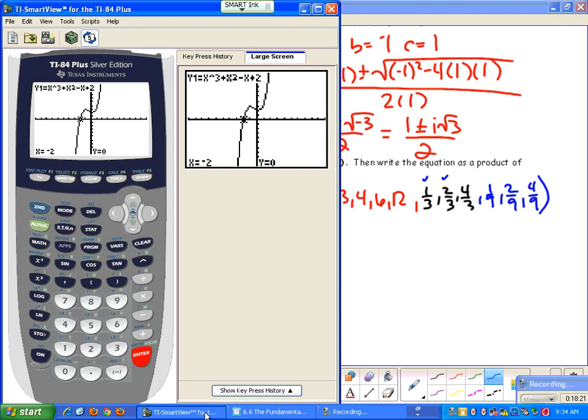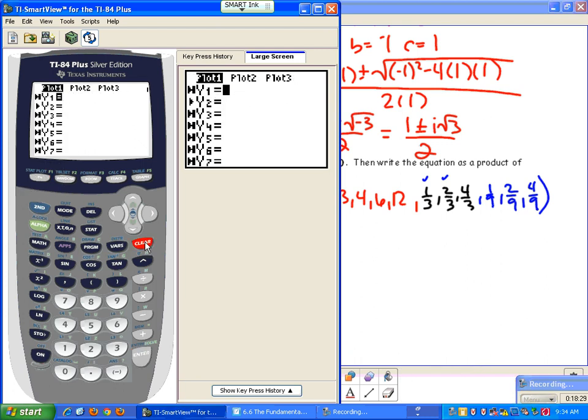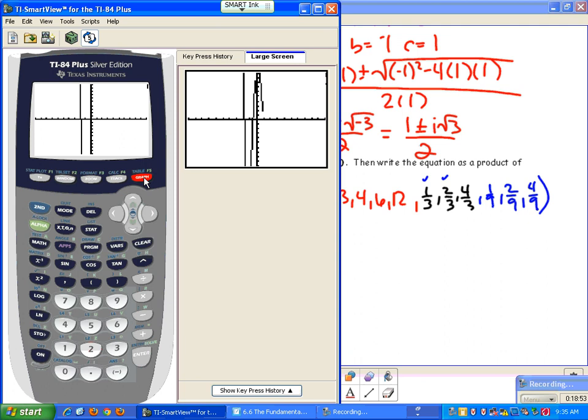So when I go to my calculator, y equals, let me clear this out, I have 9x to the 4th plus 3x to the 3rd minus 30x squared plus 6x and then plus 12. So if I hit graph, I can see 2 zeros on my graph.